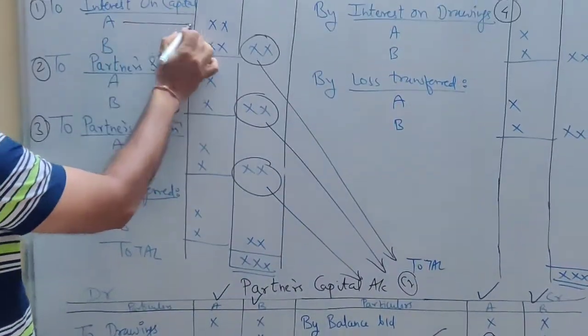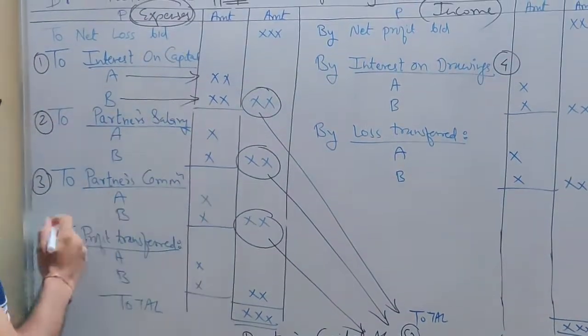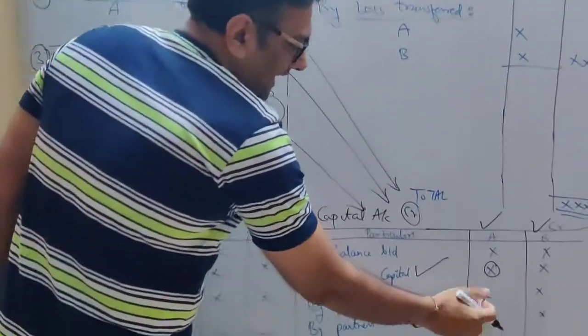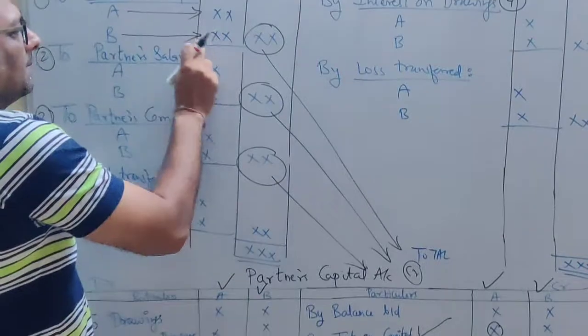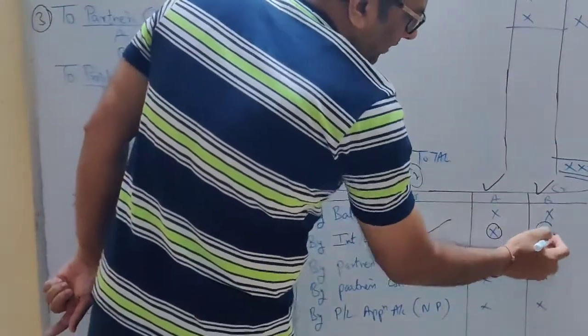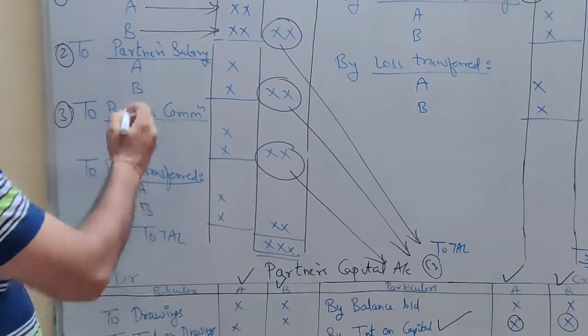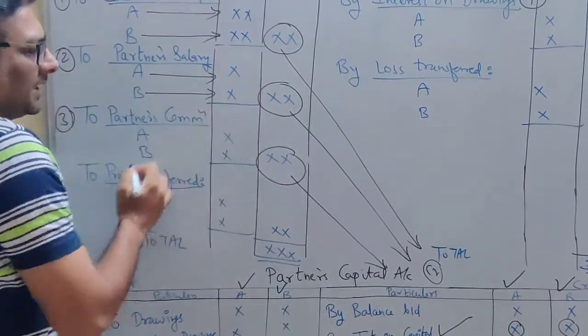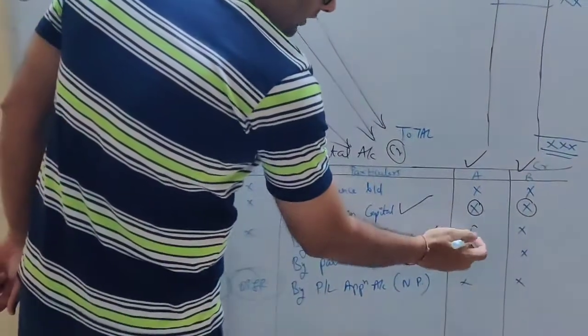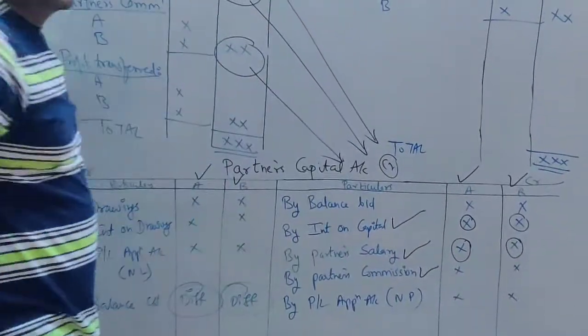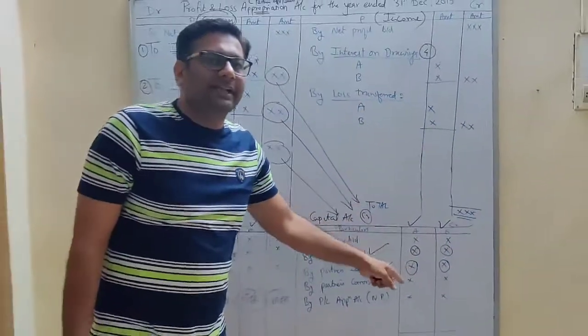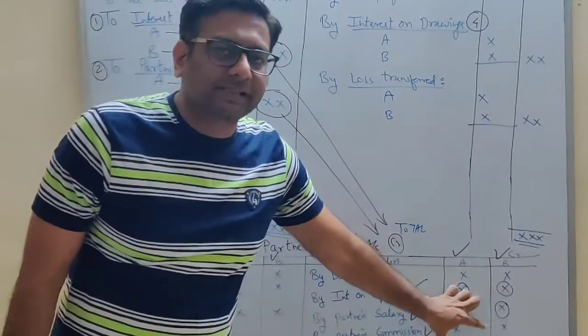See, you have written A's amount, you have written B's amount. So A's amount you write in A's column, and B's amount you write in B's column. Am I clear with this? Likewise for salary, A's salary amount, B's salary amount, you put in A's column and B's column. Am I clear with the posting? It's very easy on the opposite side.